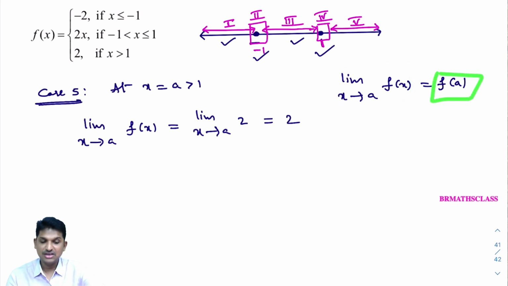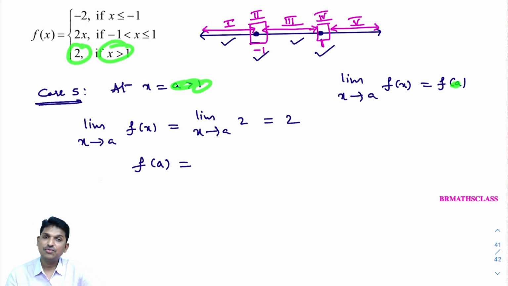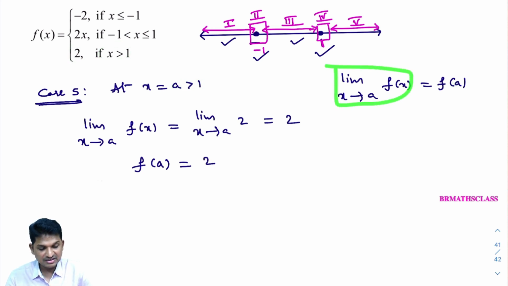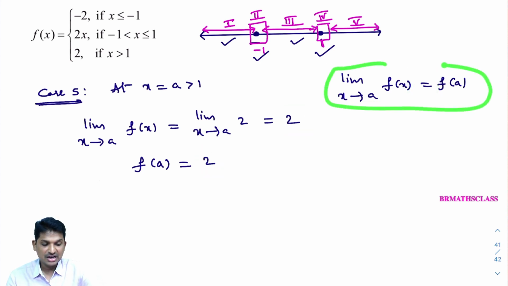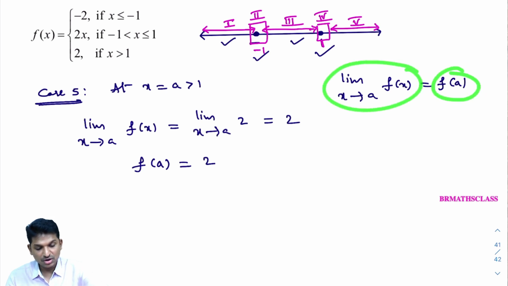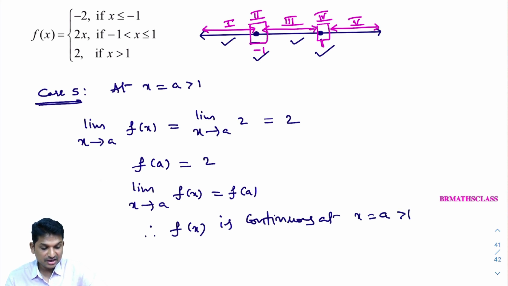Now I need to calculate f of a. What is a here? A is greater than 1. When a is greater than 1, f of x is 2. F of a is also 2. So I calculated this, I got 2. I calculated this, I got 2. Now I'll equate, that means these two are equal. Therefore I can say that f of x is continuous at x equal to a as a is greater than 1. So in the fifth case also this is continuous.